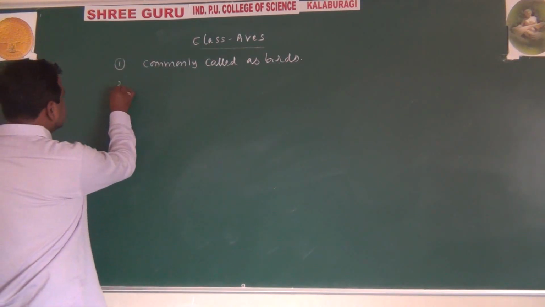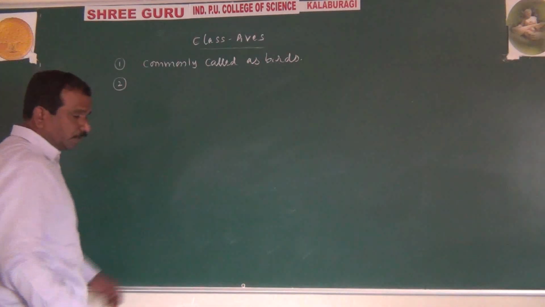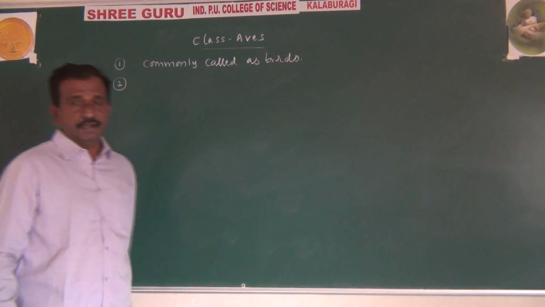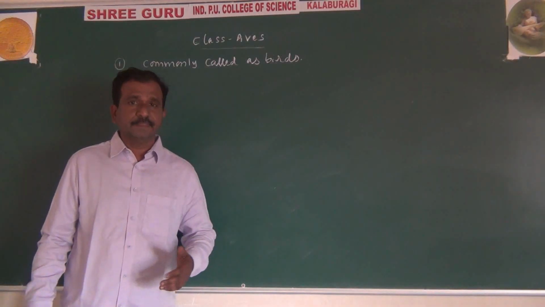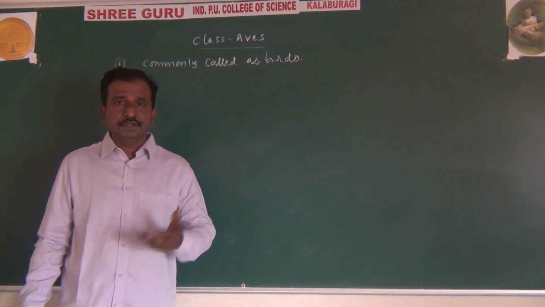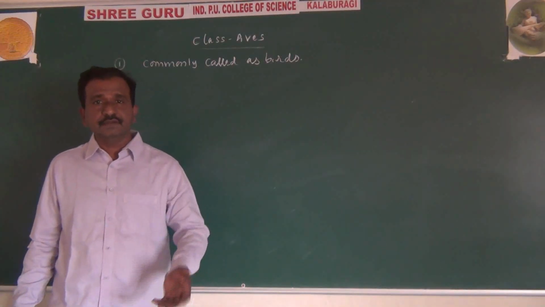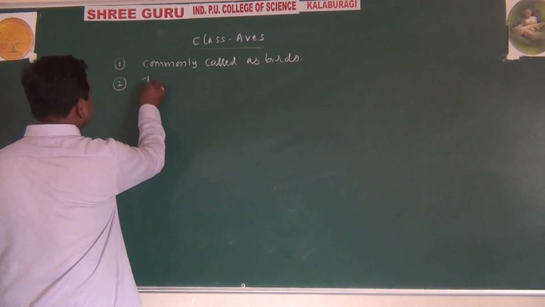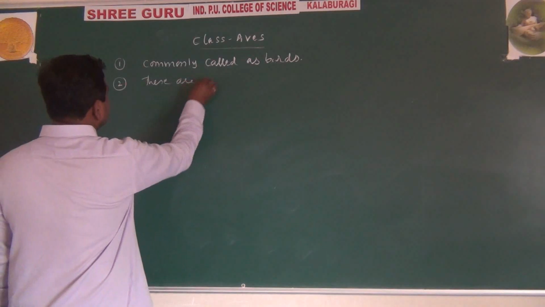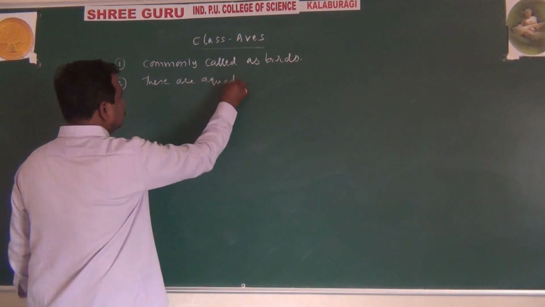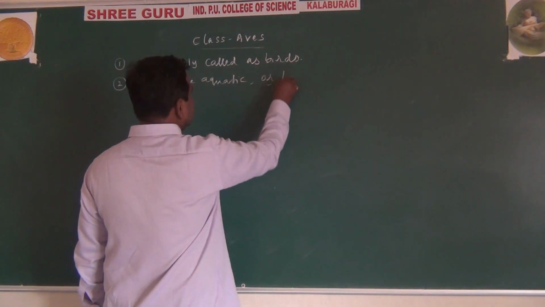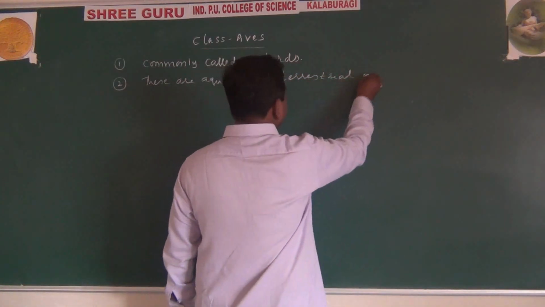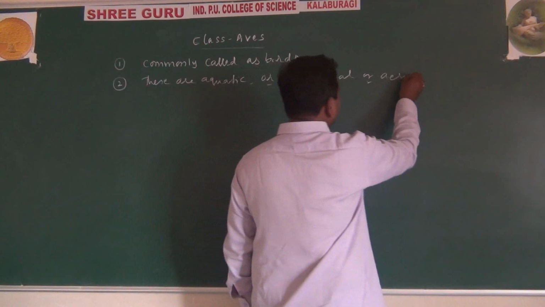Now the second character: where birds are found specifically. Some birds are aquatic in nature. Aquatic birds are also there. Some are normally found on land, that is terrestrial, and some are aerial. So the habitat is aquatic, terrestrial or aerial mode of life.